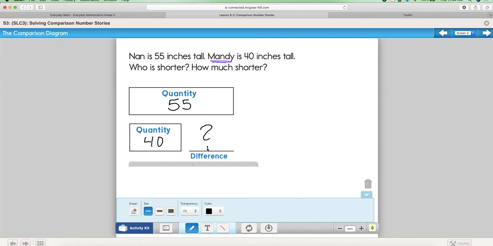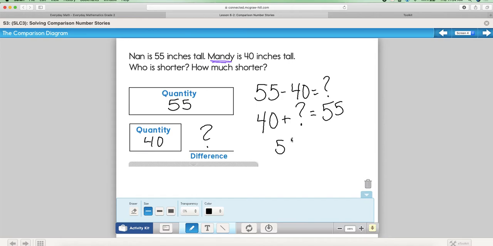So you can solve it two different ways. You could start at 55 and count back 40 to find your mystery number. Or, actually there's three ways, but we'll do it this way. You could start at 40 and count up your mystery number to get to 55. Or you could start at 55 and count back a mystery number so you get to 40. Either way, figure out what is the difference.